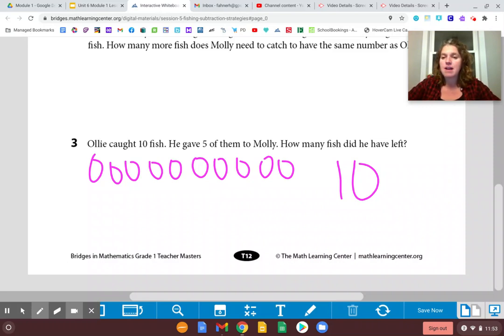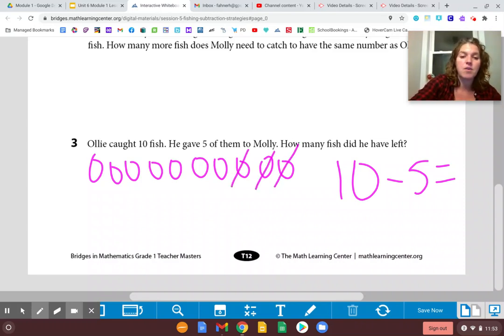So if he's giving them to Molly, are we adding or subtracting? We're going to subtract the 5 that he gave to her. So on my picture, I'm going to take those 5 away, or you're going to slide them away on your number rack. So go ahead and write on your board what your answer is. 10 minus 5 equals.